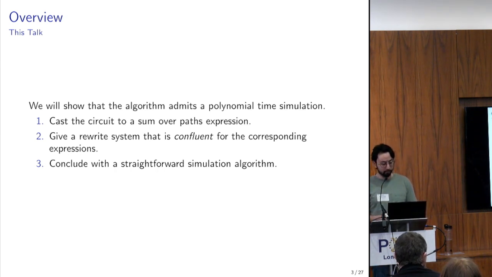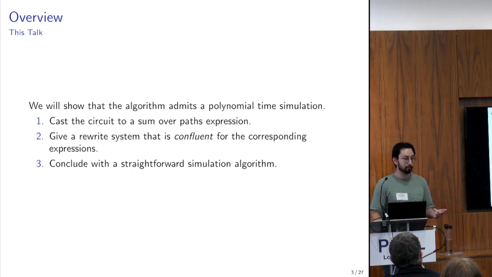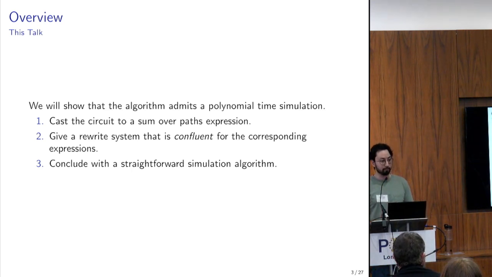So the way we'll do this is we'll take the circuit, we'll cast it to a sum over paths expression, which is like a formal expression that captures the action of the circuit. And then we'll give a rewrite system that's confluent for these expressions, and then use this rewrite system to give a straightforward simulation algorithm.